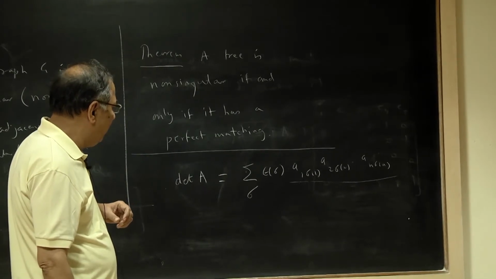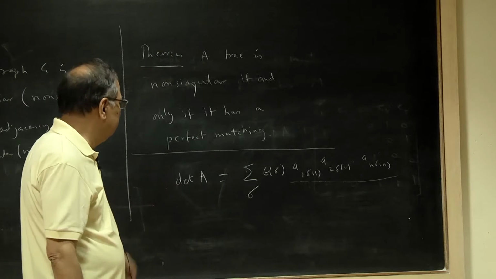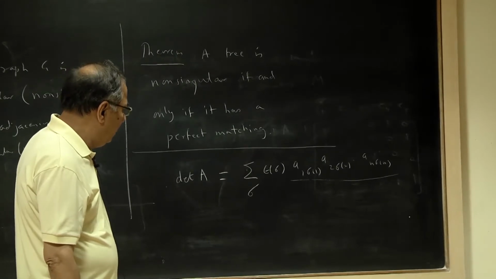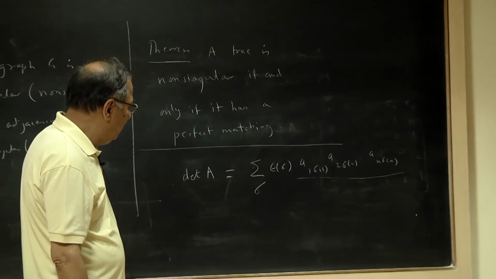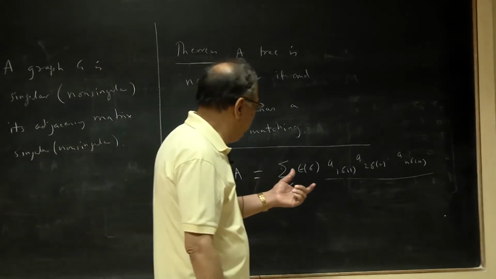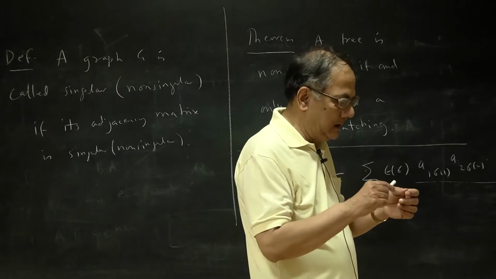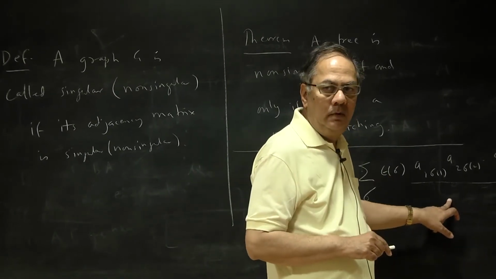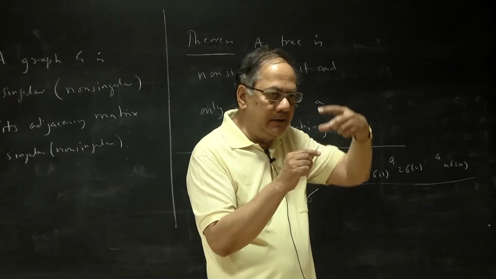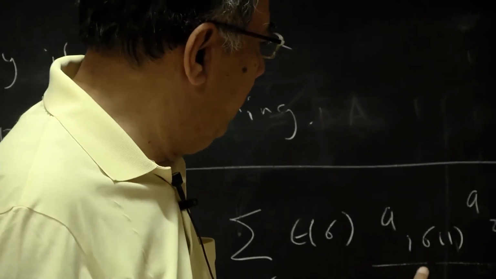Let's suppose first that the determinant is non-zero. If the determinant is non-zero, then I want to show that it has a perfect matching. Because it's a tree, I'm considering only permutations which have no fixed point, and then you have to look at the cycle decomposition of the permutation. If there is a cycle 1, 2, 3, then that term will come. But a tree has no cycles, so only two-cycles will come. That means A_ij and A_ji: if there's an edge i to j, then the ij term and ji term will be 1. So this breaks it into two-cycles.